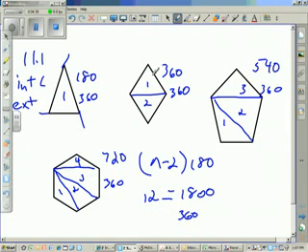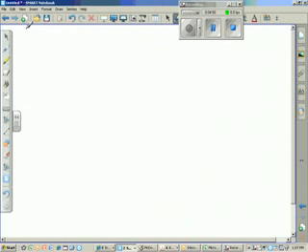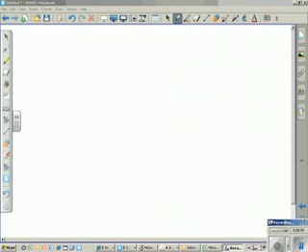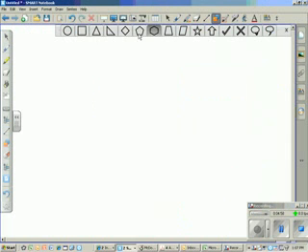Questions on the first section? All right. Moving to the next section. The next section is finding the area of a regular polygon. Finding the area of a regular polygon.